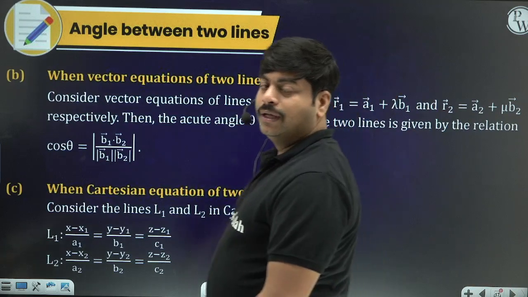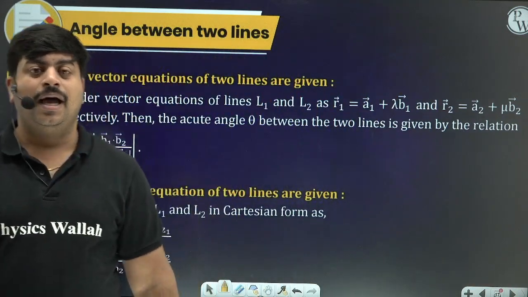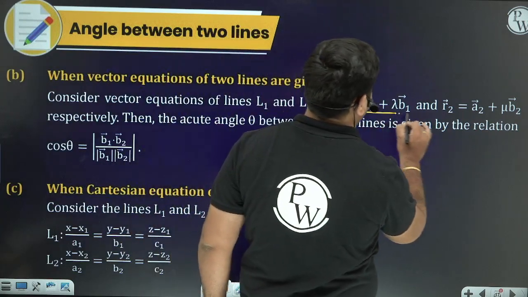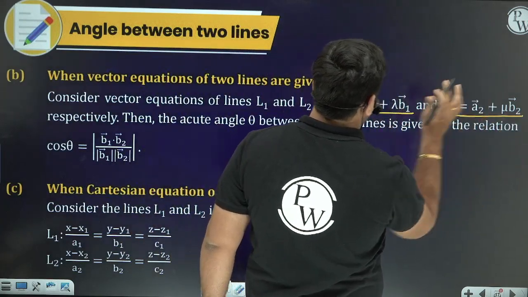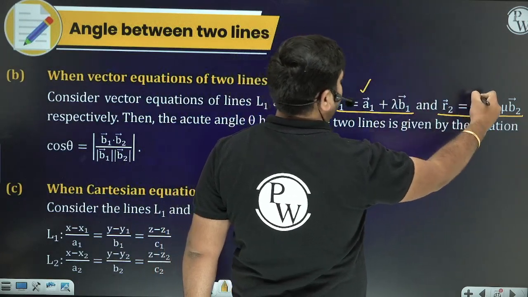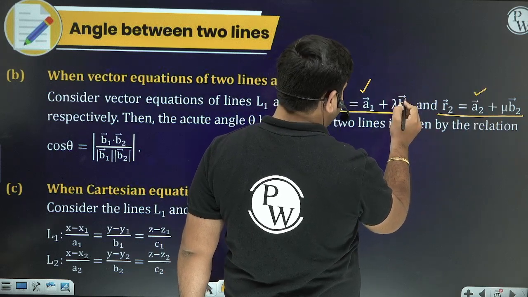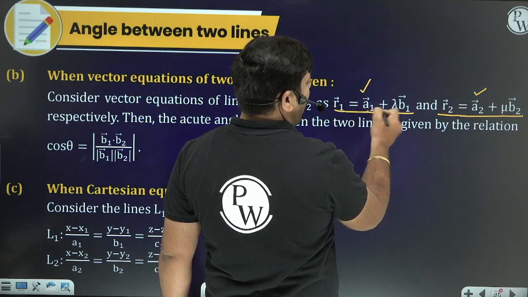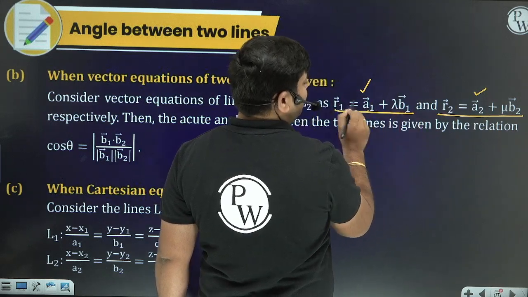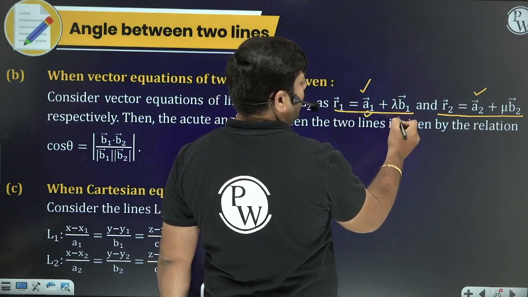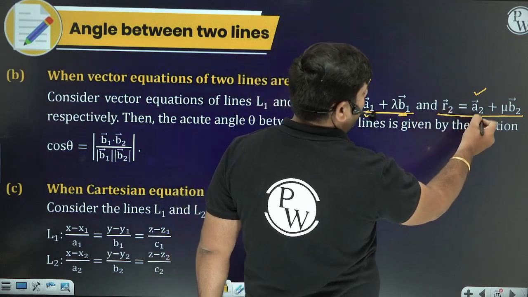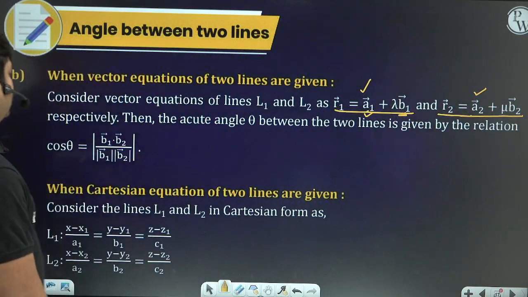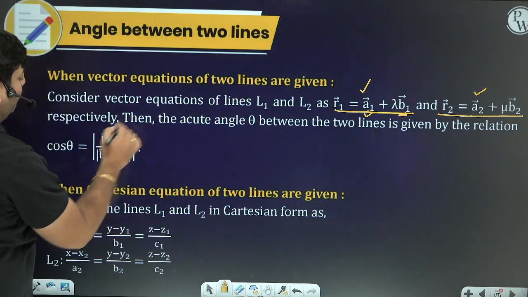When vector equations of two lines are given, r1 equal a1 plus lambda b1 and r2 equal a2 plus mu b2. So this is the point a1, this is the point a2. What is this? This is the vector equation of line passing through A1 and parallel to B1, and this is the same, passing through A2 and parallel to B2. So in that case, B1, B2 will be the vectors we need.